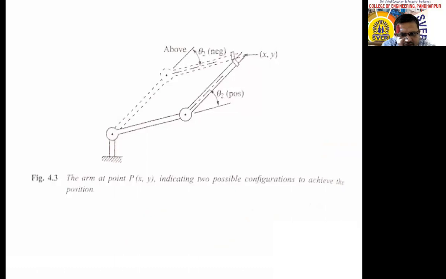Now this is the diagram, figure 4.3. The arm at point pxy indicating two possible configurations to achieve the position. Therefore, earlier our position is this, that is below, and if we rotate this link like this, then we will get this another position shown by the dotted line.